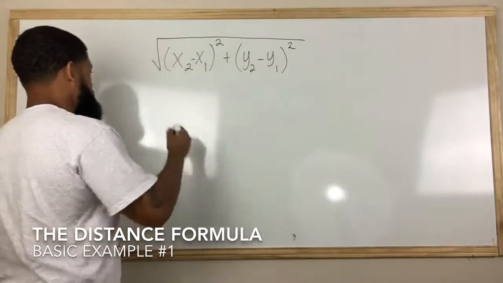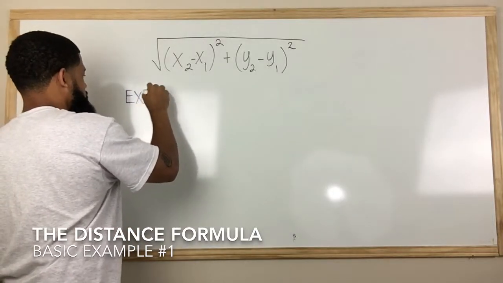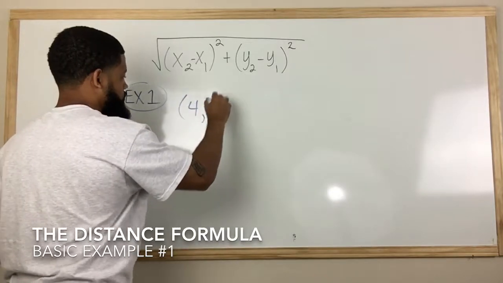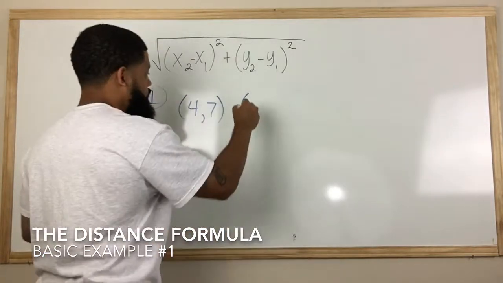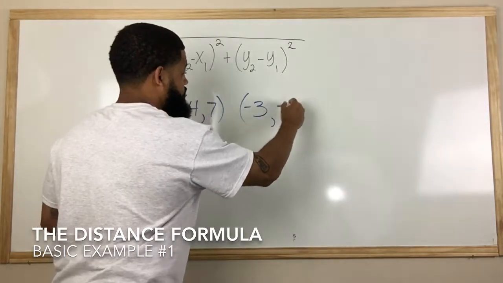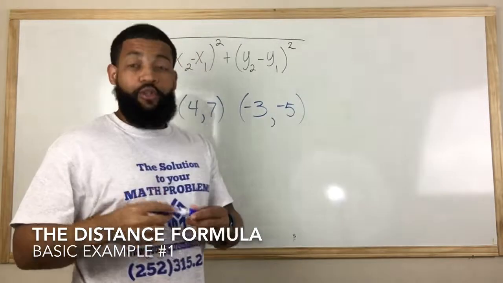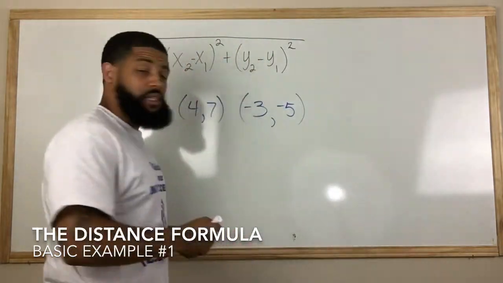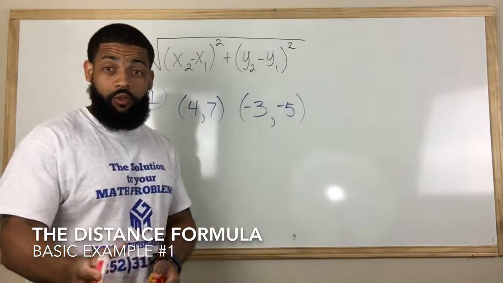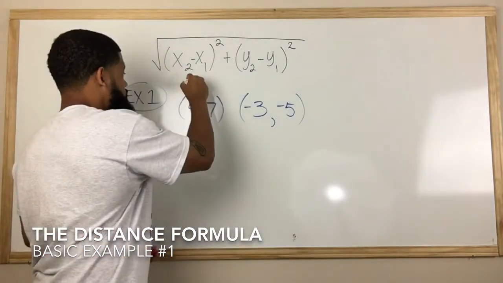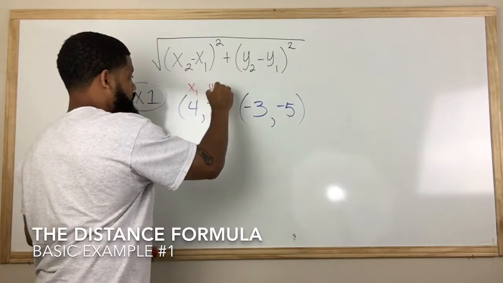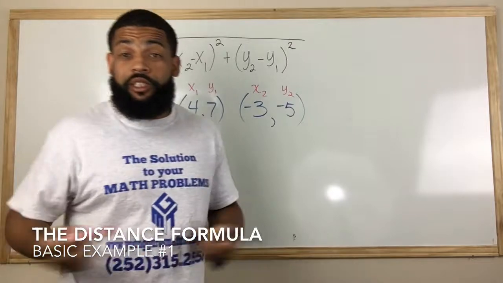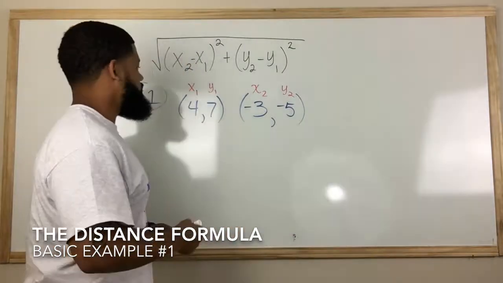So I'm going to use the ordered pair (4, 7), and then we have the second ordered pair, (-3, -5). Remember, tree is the number 3. Take a look at that video if you want an explanation of that. So if we line up which one is our x1, y1, x2, y2, we can say this is x1, this is y1, this is x2, this is y2. And then now we're just going to plug and chug. All right, so let's go ahead and plug this in there.